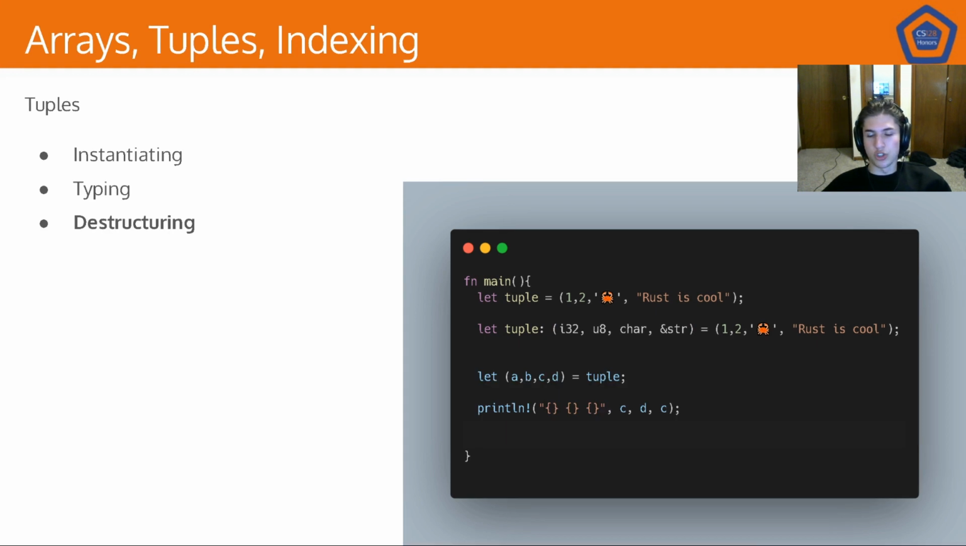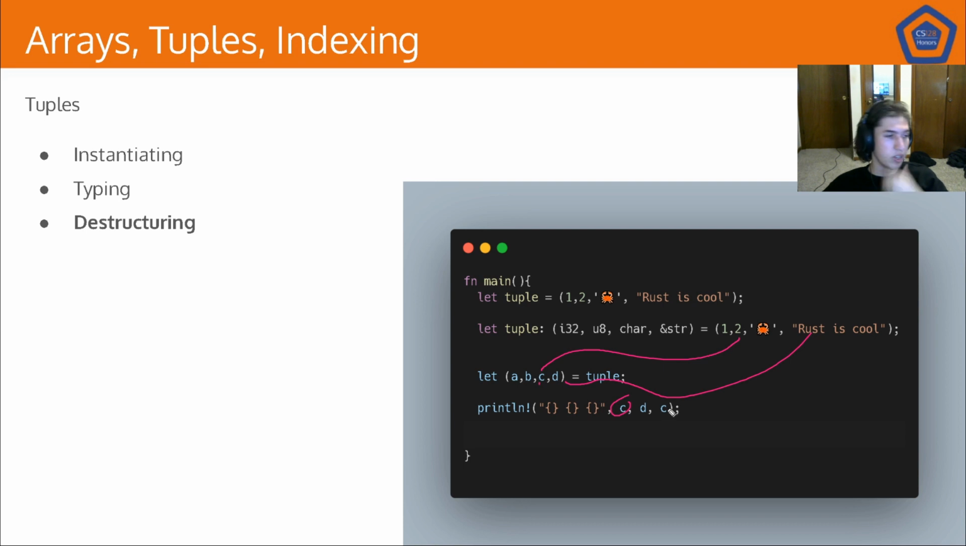We can destructure a tuple, which is the equivalent of saying let a equal 1, let b equal 2, let c equal crab, and let d equal rust is cool. And we can then use these variables however we want. So in this situation, we'll print out c, which is crab, and then d, which is rust is cool, and then c, which is crab again. So crab, rust is cool, crab.